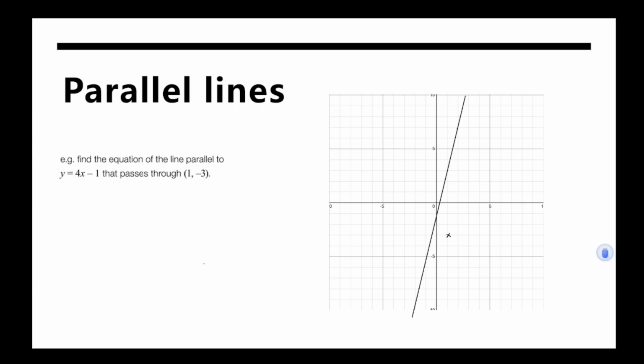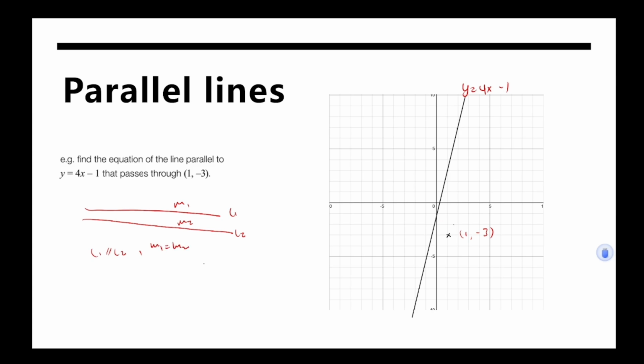Now parallel lines. We already have the line here, y equals 4x minus 1, and here the point (1, -3). We want a line that's parallel to y equals 4x minus 1 and passing through the point (1, -3). So first we need to know what parallel is. Parallel lines are two lines that never intersect. This means that they have the same gradient. This is m1, this is m2. So for L1 parallel to L2, m1 equals m2.